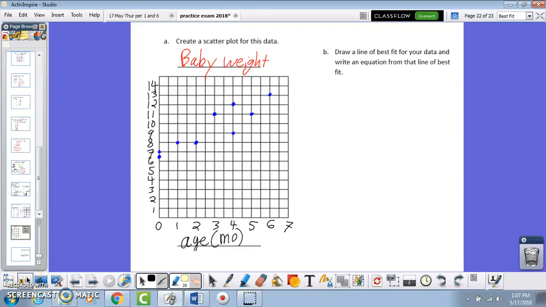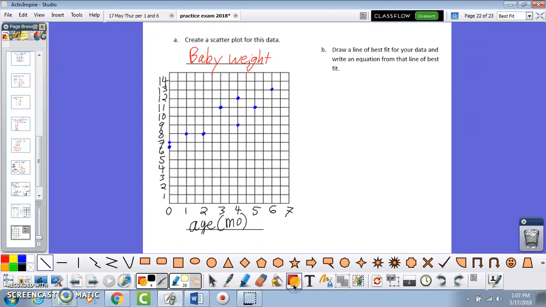Okay. Part B, we've got to draw a line of best fit for our data and write an equation. Now, when we draw our line of best fit, the general rule of thumb is we want about half the points above the line, about half the points below the line, and we want to stay kind of close to the points. So I'm just going to go like that. Let's see how I did.